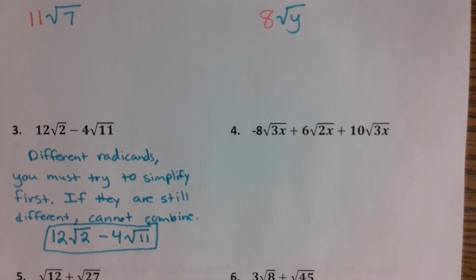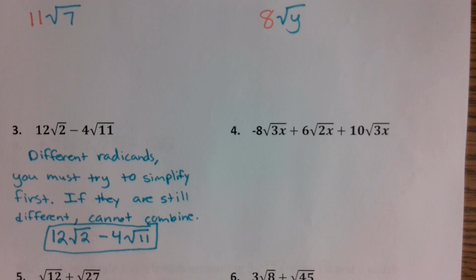Okay, if your radicands are different, then you have to try and see if you can simplify those radicals down. Sometimes you can simplify them and it will create a like radicand. But if you simplify it and they are still different, then that means that you cannot combine them.